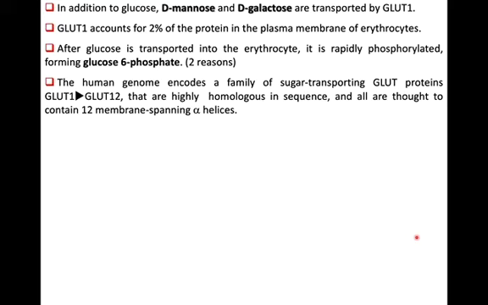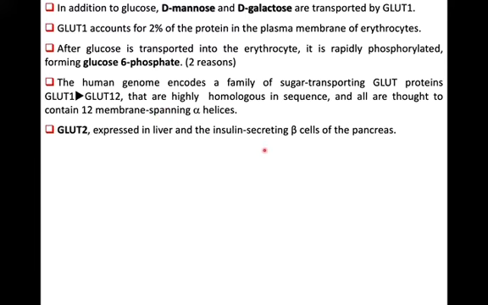The human genome encodes a family of sugar transporting GLUT proteins. So it's not only GLUT1; the isoforms discovered or identified up till now are GLUT1 to GLUT12. So we have 12 members in the family of glucose uniporter transporters. They are highly homologous in structure, and all are thought to contain 12 membrane-spanning alpha helices.